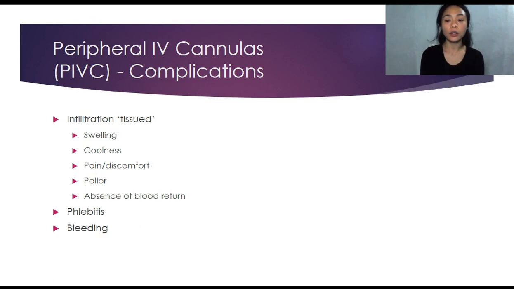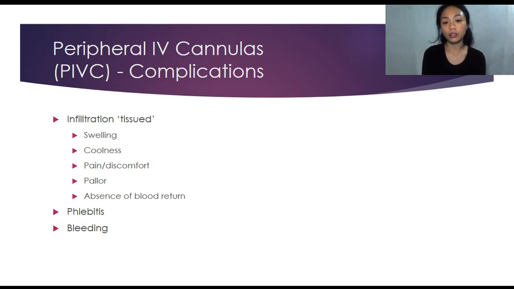Phlebitis is also a complication that can occur. It's inflammation of the vein. So this might happen from the way that the cannula is handled or moved, which is why securing the tubing with tape correctly is important. Signs and symptoms include pain, increased skin temperature over the vein, and in some instances, a red traveling or tracking along the path of the vein. As with all complications, the IV therapy must be discontinued and a new cannula site inserted in a different vein.